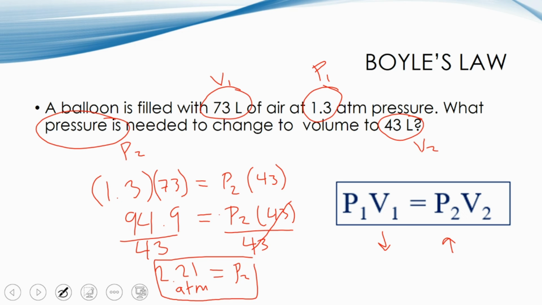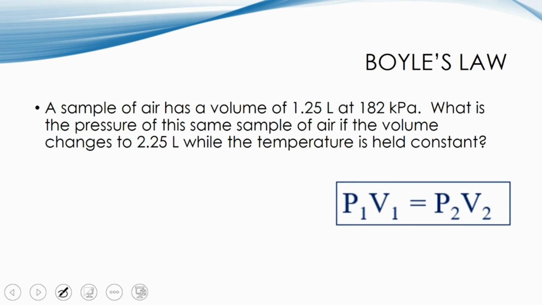Let's look at one more example for Boyle's law. The question states, a sample of air has a volume of 1.25 liters at 182 kilopascals. What is the pressure of the same sample of air if the volume changes to 2.25 liters, while the temperature is held constant? Again, it is not necessary for the problem to state that the temperature is staying constant. We know that, right? Every time we look at the gas laws, we only look at two of the variables. The rest stay constant. So I can actually eliminate that section of the question.